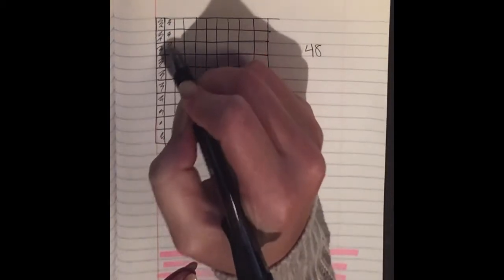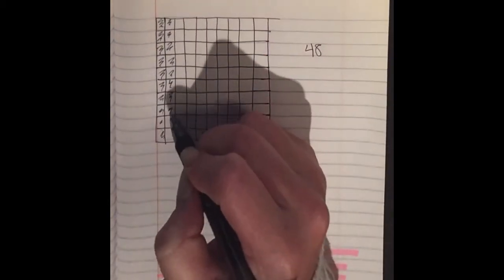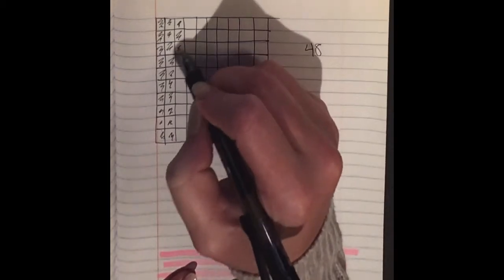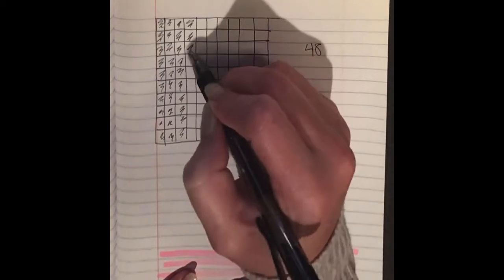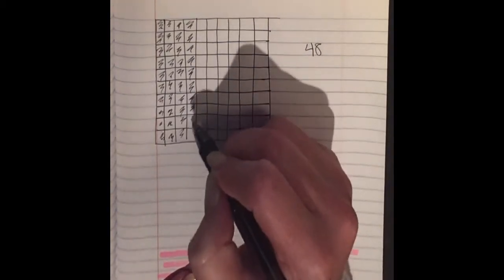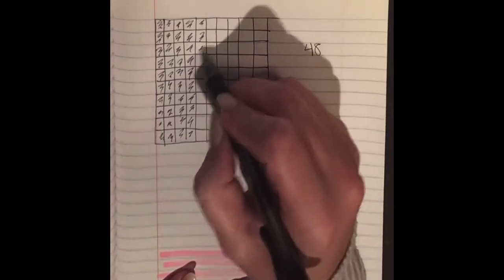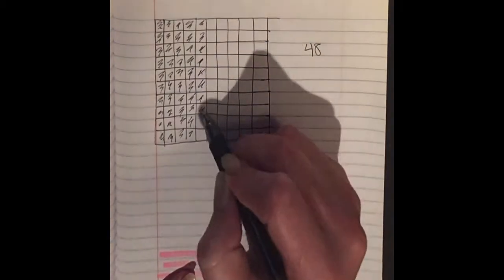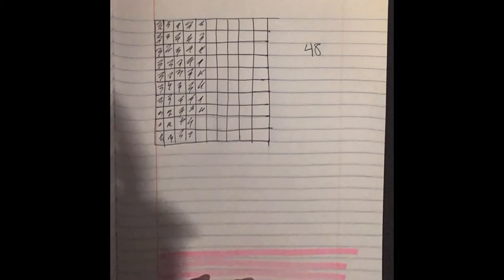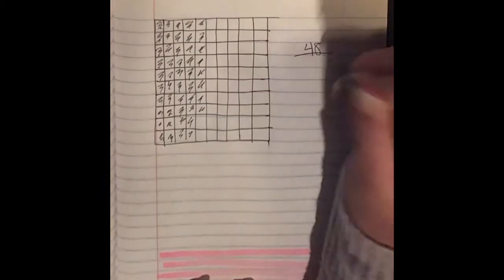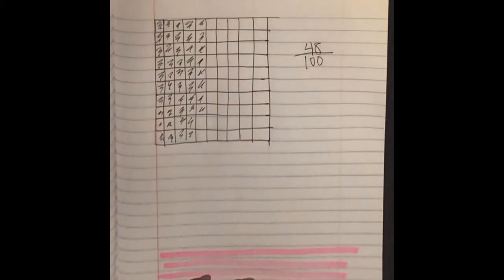Ten, 20, 30, 40, 48. So we have 48 out of how many squares? How many squares total? 48 out of 100 is 48 hundredths.